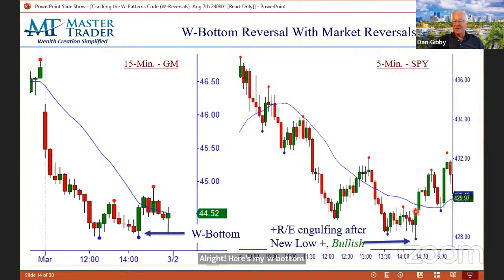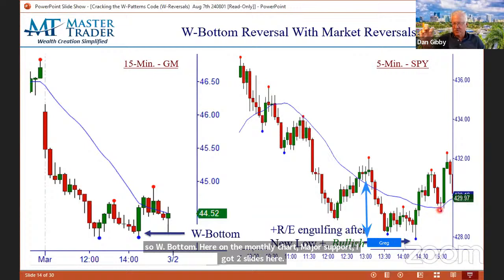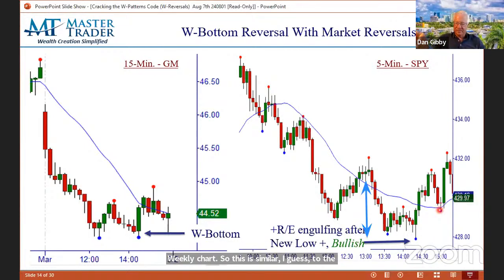Close with a range expansion bar. That's a beautiful time to enter this. Now, we also look for this on the W bottoms. We look for these new low rejections when we're looking for the W retest. That's why we call it a new low plus. So we're covering so much, Greg, as we always do. But this is not a W bottom on the Spiders, okay?